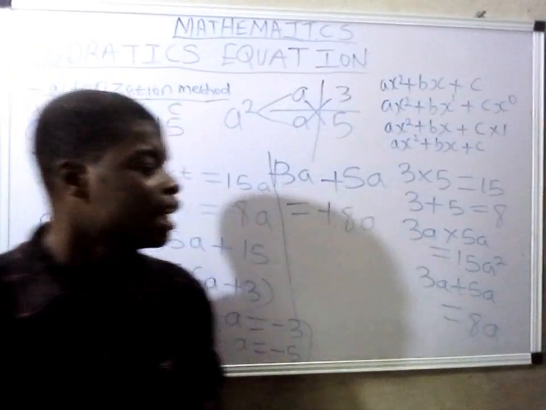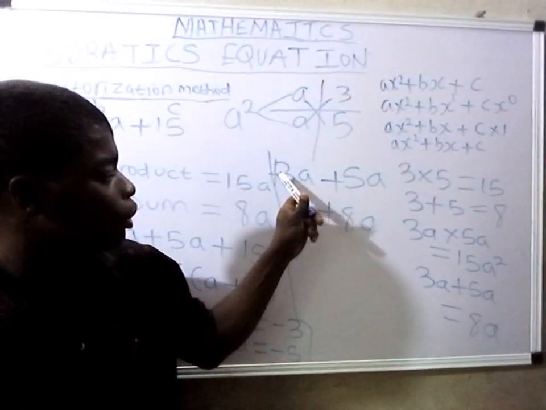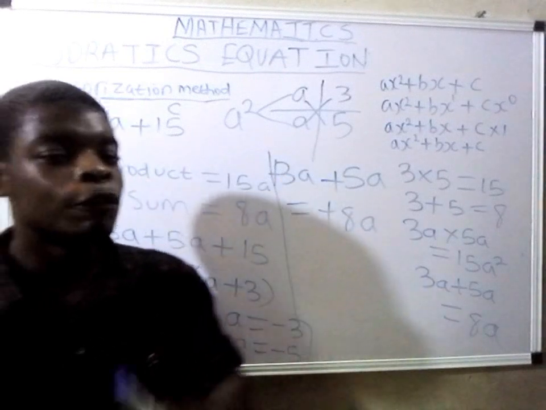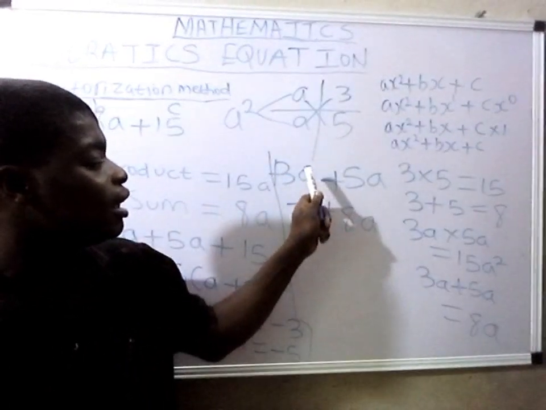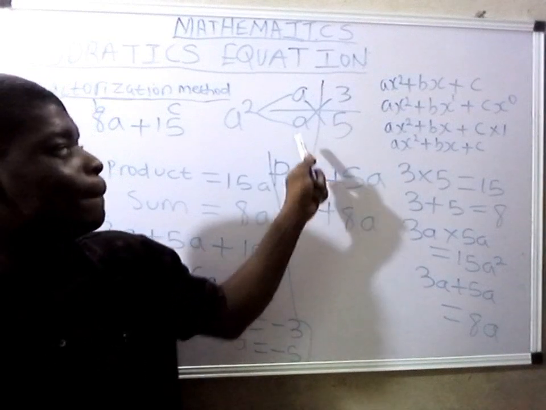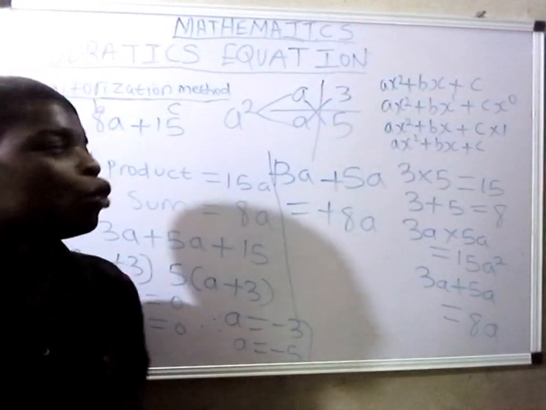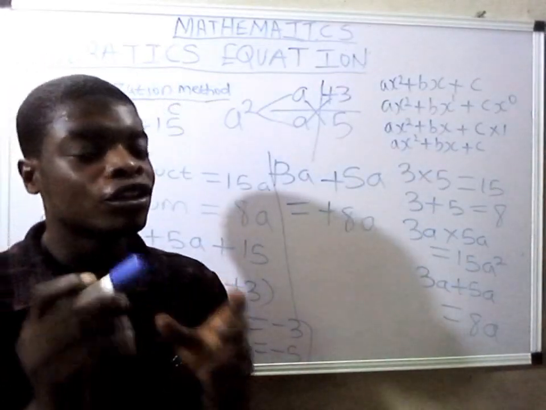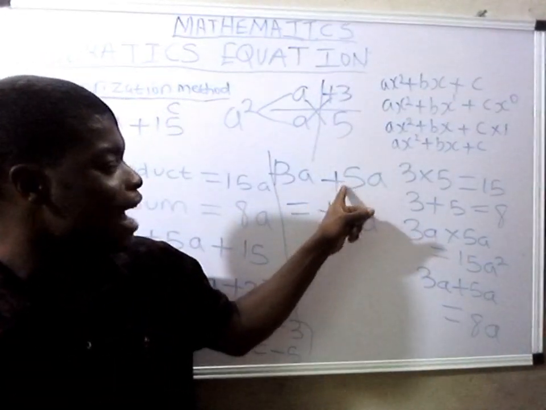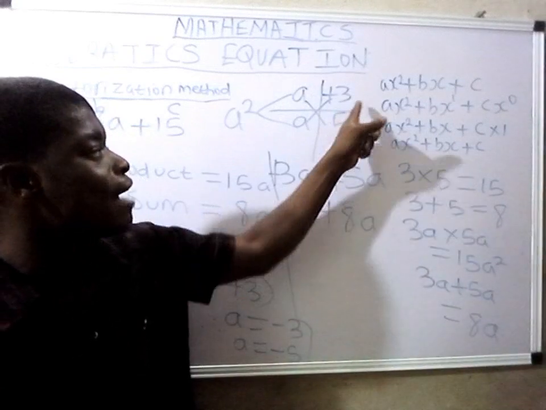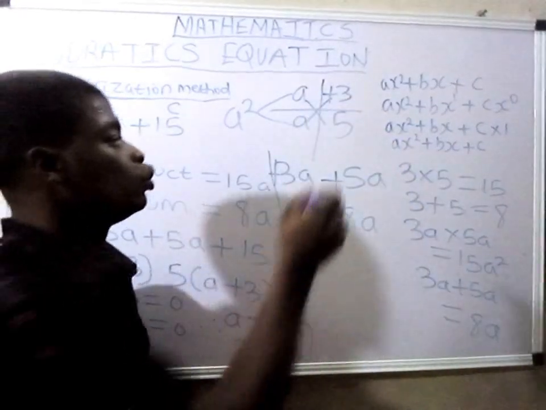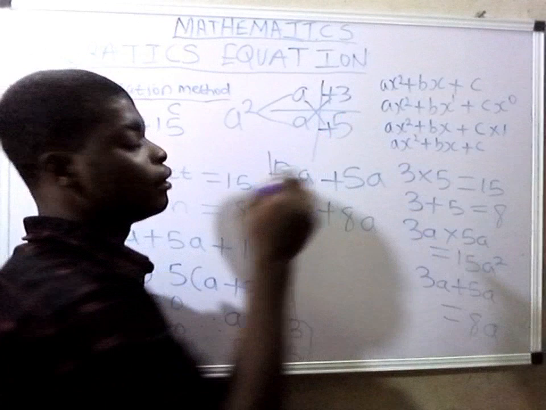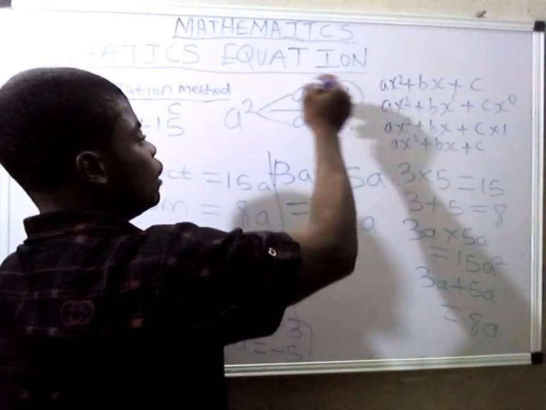So you may ask, how did you put this plus sign here and plus sign there? Because 3a was gotten by a times 3, so you put an addition sign here. Then you move over to the other one. 5a was gotten by 5 times a. Then you put your addition sign here. The next thing you do is put it in a bracket.